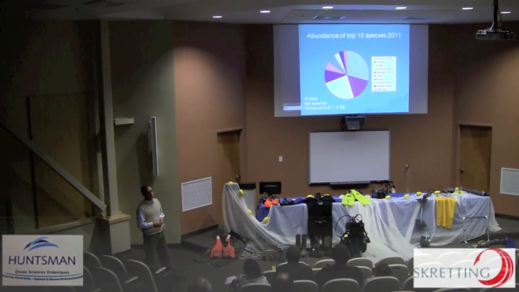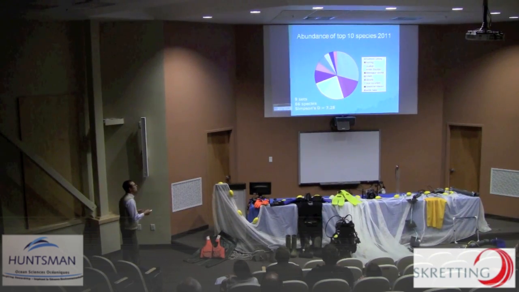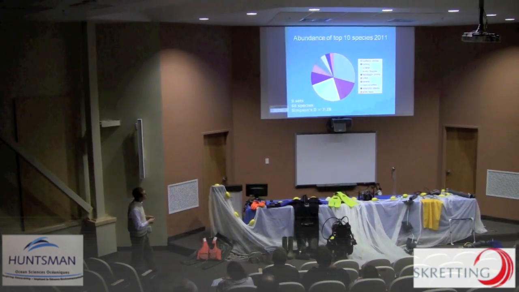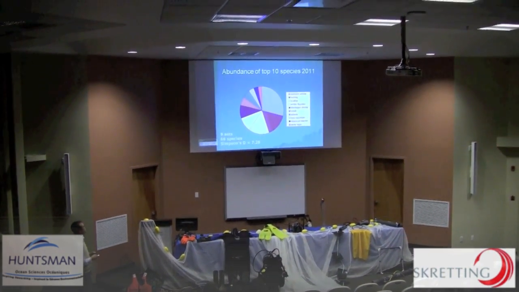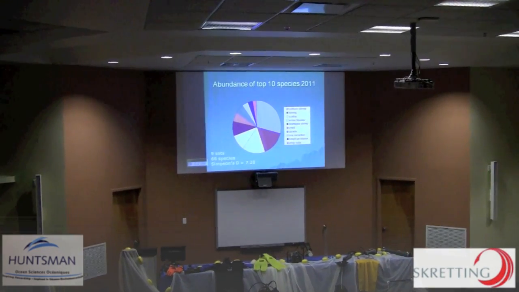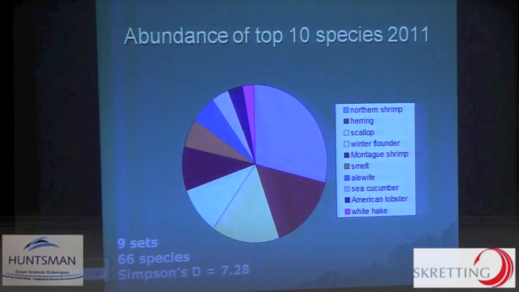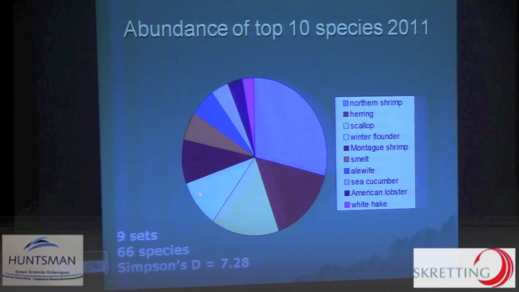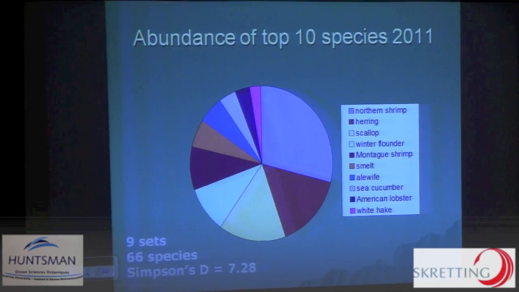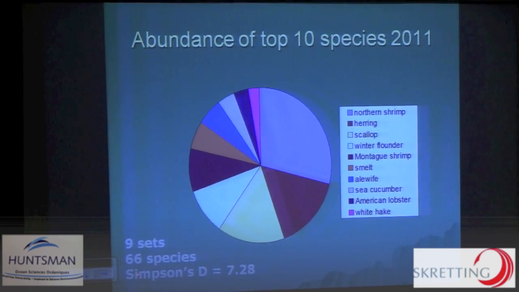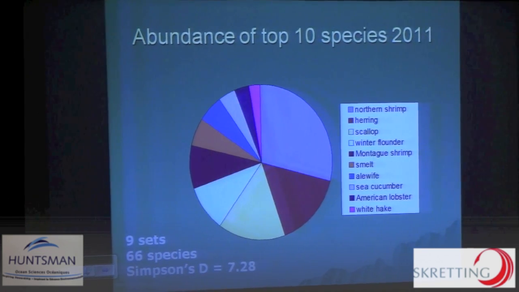What happened in 2011? Just last summer. A little bit of a different picture. We did just about the same number of sets, a few more. We're pretty sure we, again, the collection has to do, but a really different picture as to what we were able to catch. Again, northern shrimp dominate, but we're also seeing a lot more herring, scallop, winter flounder, and a montague shrimp in our set. We also caught more species, 66, and the diversity index increased from 7 to 7.